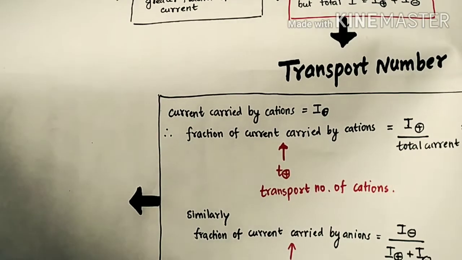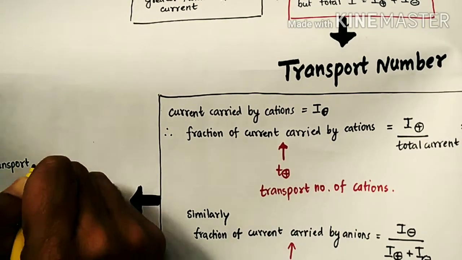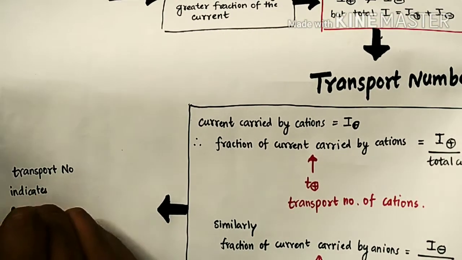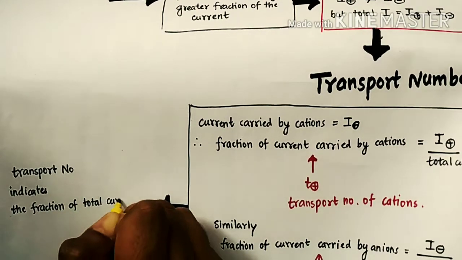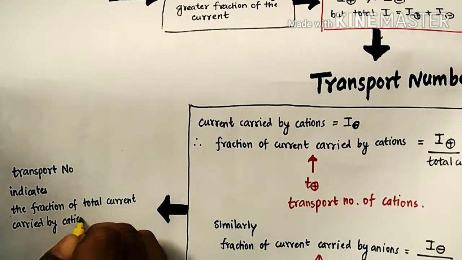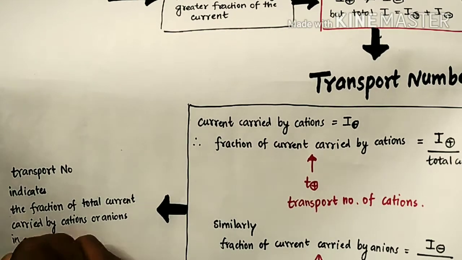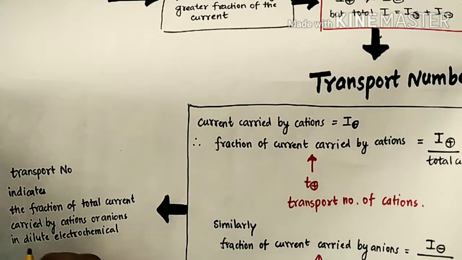And this brings us to the definition of transport number, which is: transport number indicates the fraction of total current carried by cations or anions in the dilute electrolytic solution.